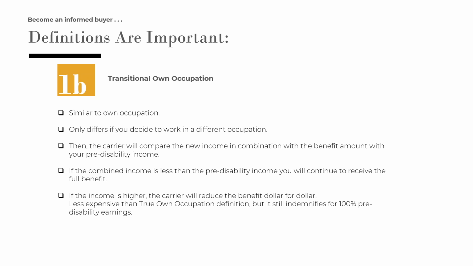So then the carrier will compare the new income in combination with the benefit amount to your pre-disability income. If the combined income is less than your pre-disability income, you get to keep the full benefit. If the combined income is higher, the carrier will reduce the benefit dollar for dollar. But this is going to indemnify you for 100% of your pre-disability earnings. That's typically sufficient for most folks.